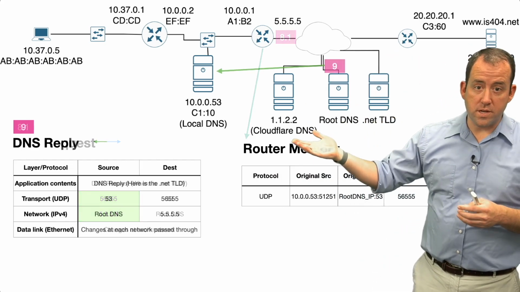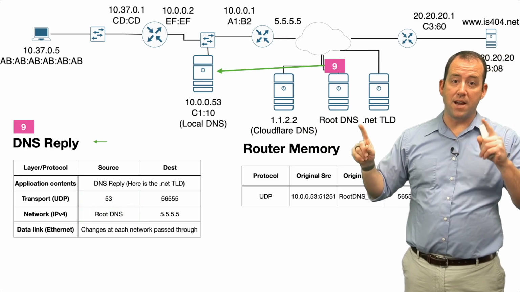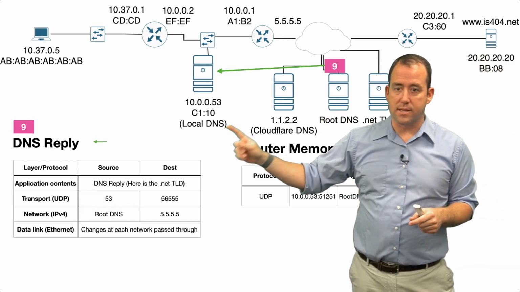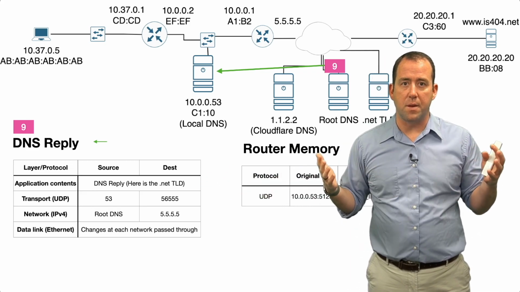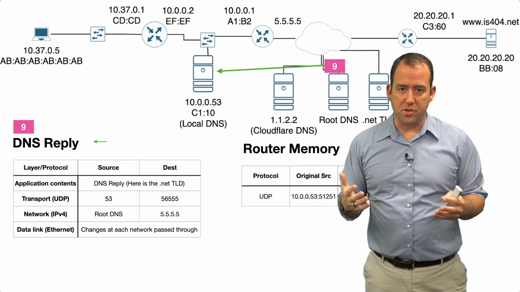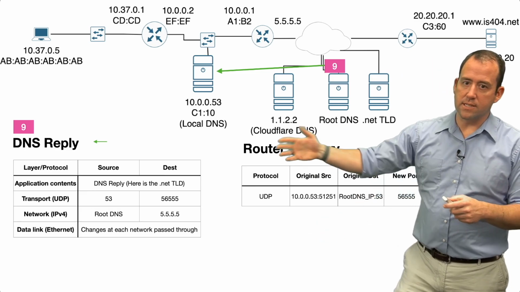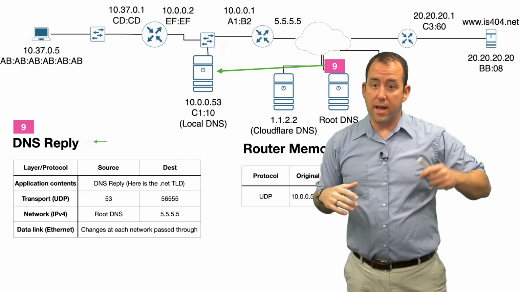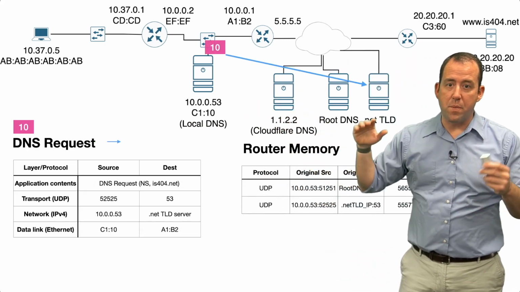And so then the root DNS server receives that request. It says, I know where the top-level domain servers are, and it's going to send back a response that says, here's the information, here's the IP addresses of the .NET top-level domain. And the router's memory stays the same. The packet is responding to the packet. Remember, the addresses just flip again, and it comes back, makes its way back to our computer.